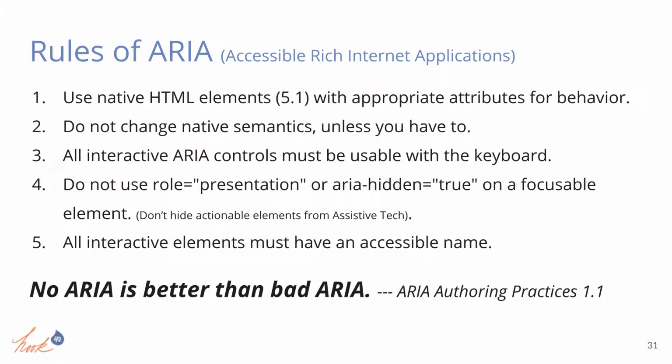But there are some rules with ARIA, which stands for accessible rich internet applications. There is tons of training on it, but basically the big rule is don't use it if you don't know how to do it. Use native HTML5 elements. Use a button as a button, and headings as headings. Use sections like main for your content. Use the header and content info sections correctly. And don't change native semantics if you can avoid it.